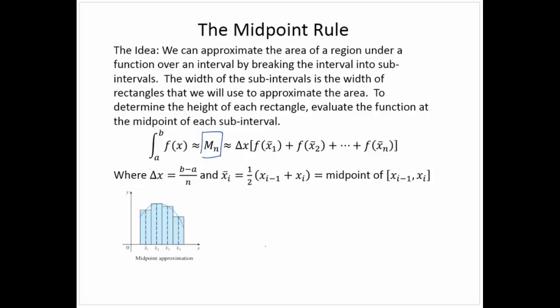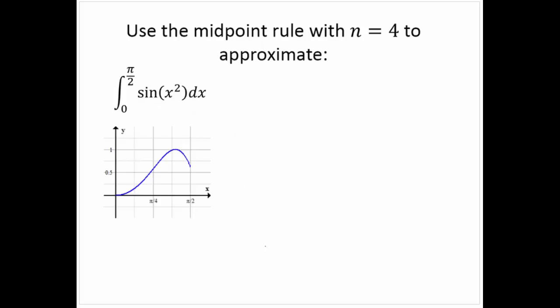All right, so let's see an example. Use the midpoint rule with n equals 4 to approximate the integral from 0 to pi over 2 of sine of x squared dx. This is an example of an integral that cannot be evaluated using an elementary antiderivative. It just doesn't exist. There is no elementary antiderivative of this function. Try whatever techniques you want.